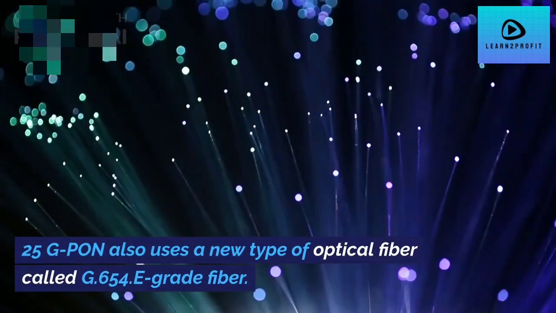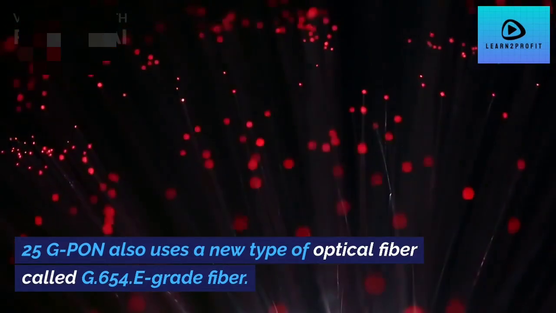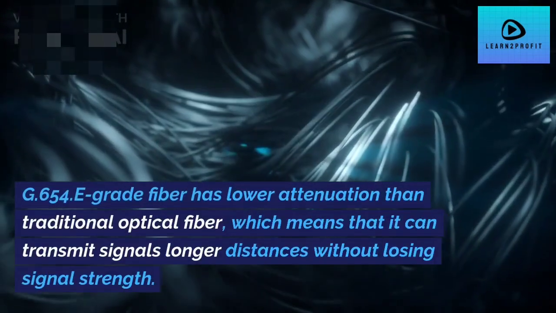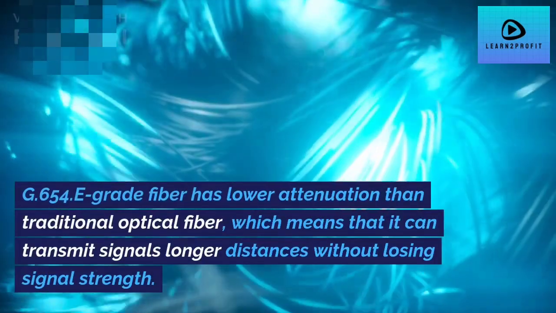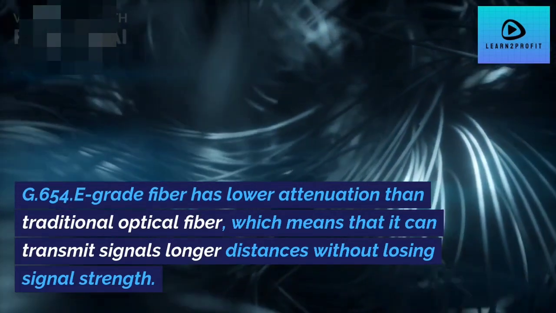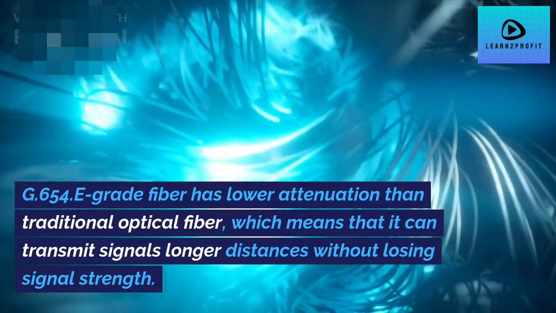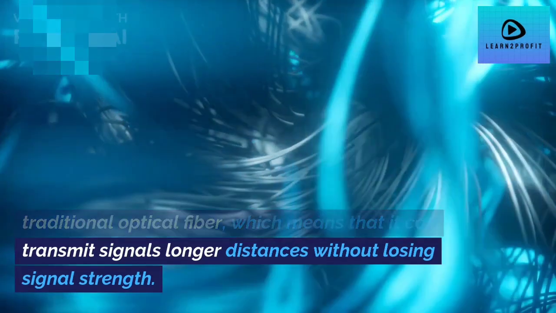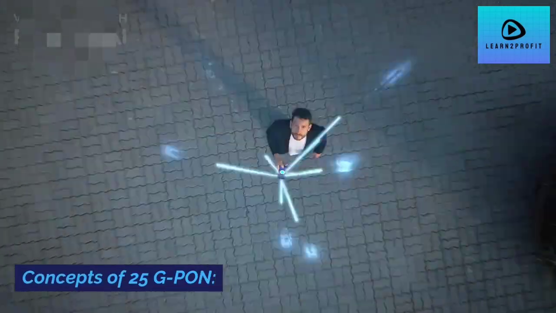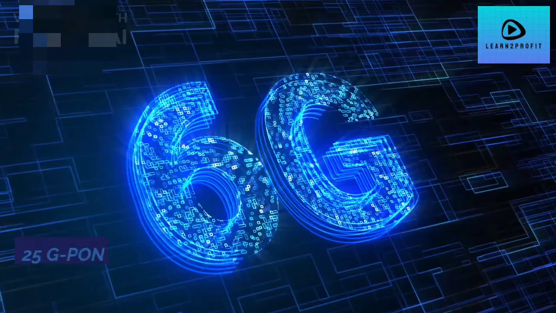25G PON also uses a new type of optical fiber called G.654.E-grade fiber. G.654.E-grade fiber has lower attenuation than traditional optical fiber, which means that it can transmit signals longer distances without losing signal strength.